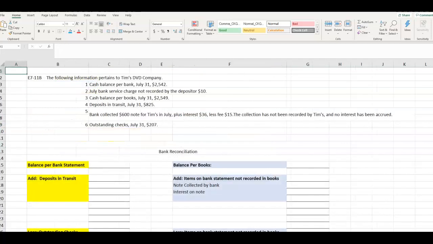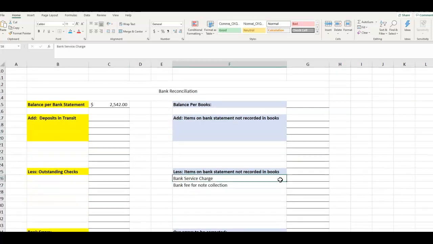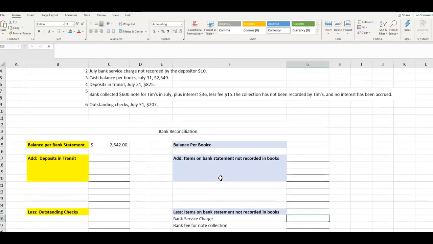Okay, we're going to look at one more problem, and this is a bank reconciliation problem again. We're just going to put these numbers where they belong. So the cash in the bank, July 31st, 2542. Bank service charge not recorded by the depositor. So the bank service charge was $10. It's reducing our account. Cash per books 2549.